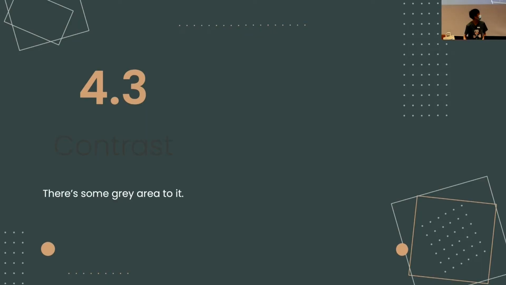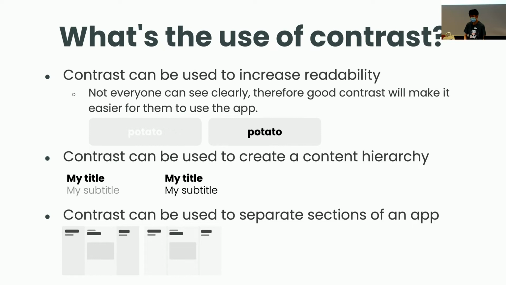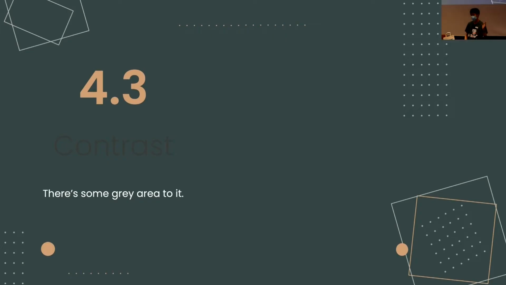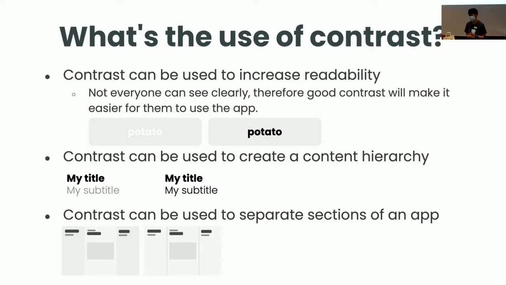Now let's talk about contrast. The projector doesn't help with that. Contrast can help to increase readability. You saw in the title slide, it is very hard to read. And that's kind of the point. If you have, for example, white text on a very light gray background, it becomes hard to read. But if you make it dark, it works.